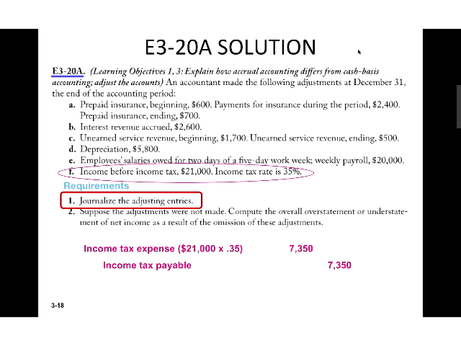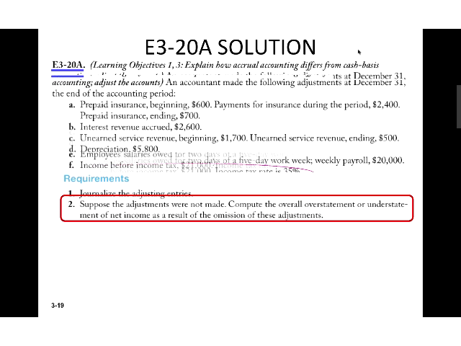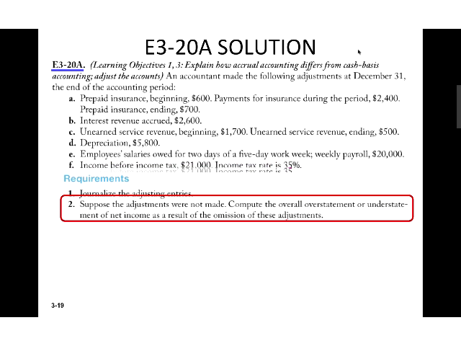And those are our adjusting entries for requirement 1. So requirement 1, we did those 6 adjusting entries. And now for requirement 2, we're going to do something else. They're saying, suppose we didn't make these adjusting entries. What's wrong with income? How much is income overstated or understated if we didn't make these adjusting entries?